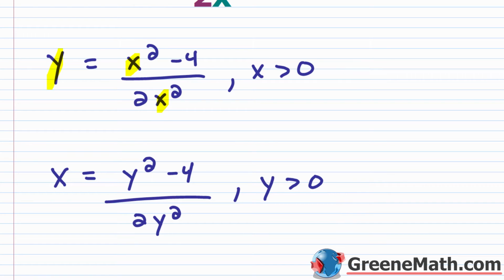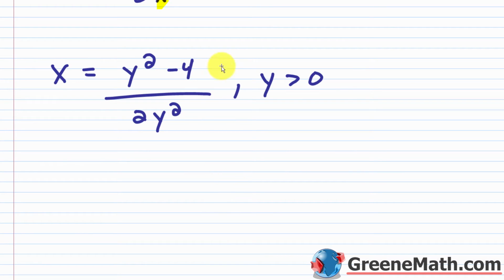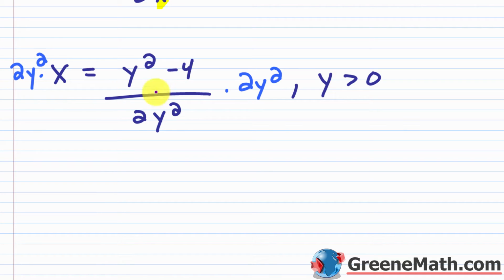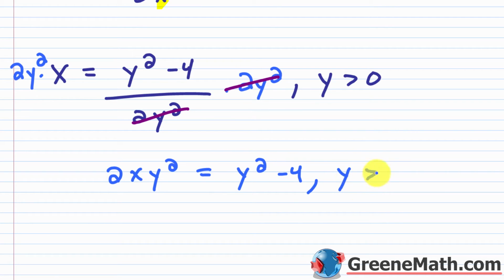So let's come down here and solve this for y now, and then we can replace that with f inverse of x. I'm going to multiply this by 2y squared, so I can clear that denominator. To make it legal, I'm going to do it over here as well. So this is going to cancel, and you'll have 2xy squared is equal to y squared minus 4, where y is greater than 0.